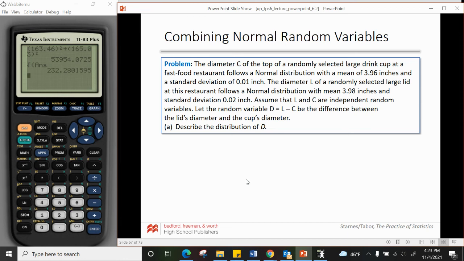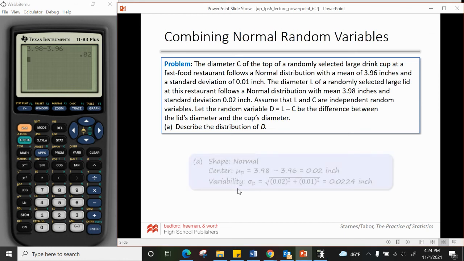So the shape is going to be the same. It's going to be normal. Both of these are normal. C is normal, L is normal. So the shape is going to be normal. And we now have to find their means. Their means behave the same way. We're just going to subtract L minus C for the means. So it's going to be 3.98 minus 3.96. That is my shape was normal. That is my center right there, or my mean.